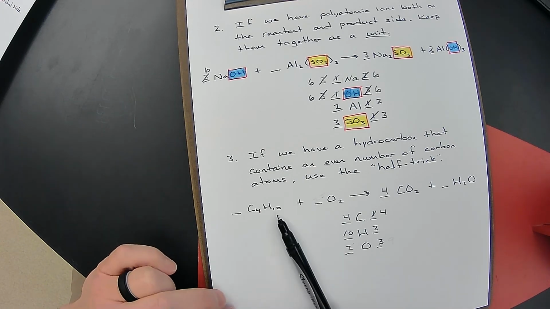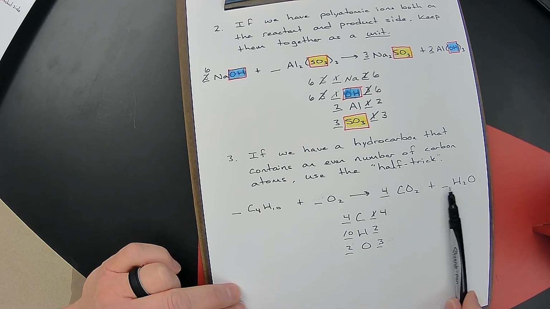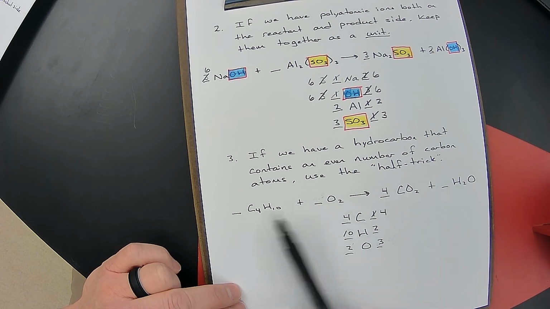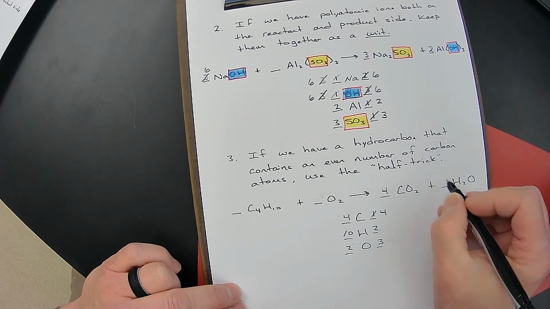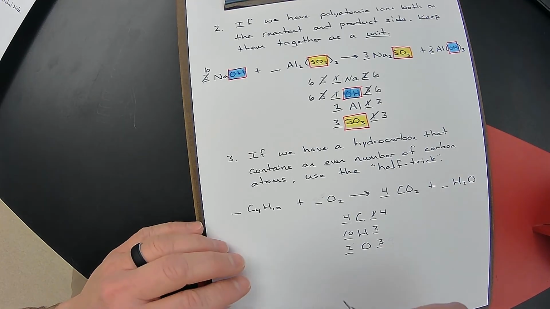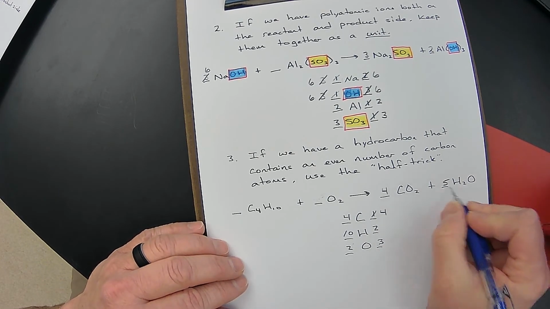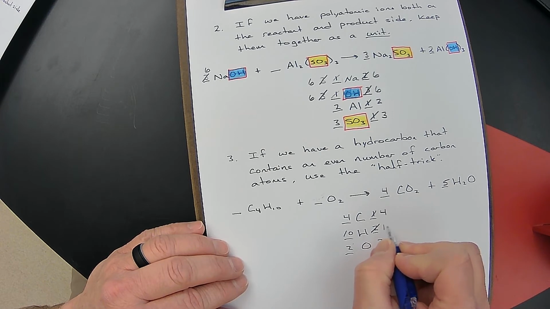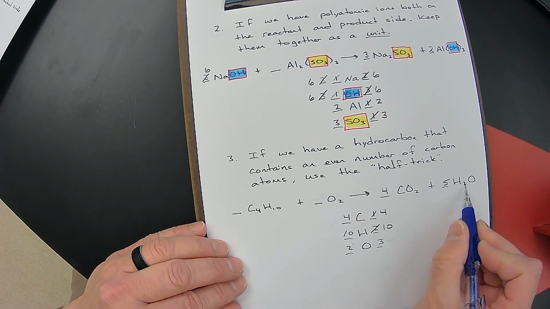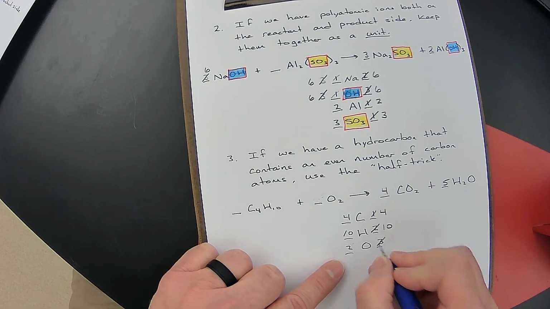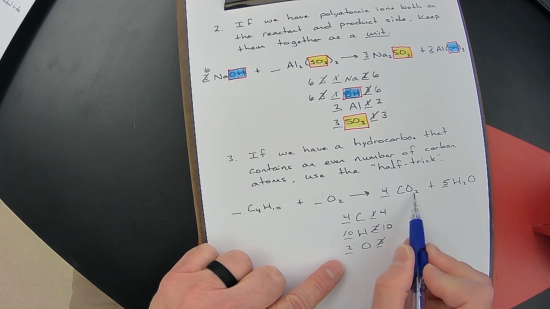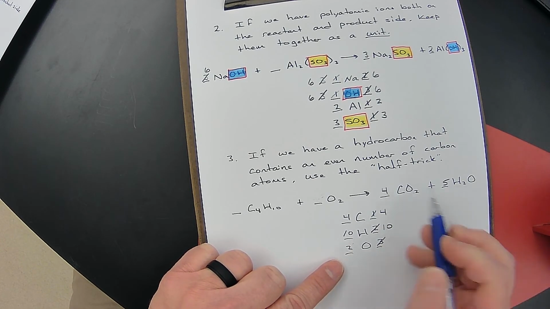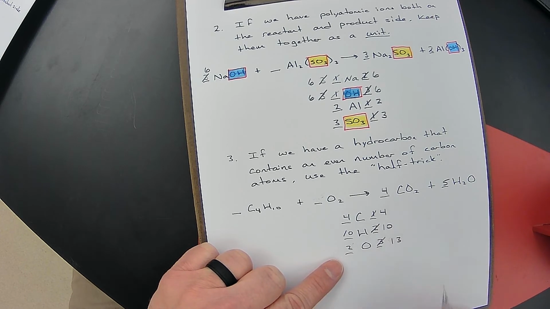And the reason I want to fix the hydrogens is that's an easy fix. Some number times 2 gives me 10. I want to cross this out and put a 10. So I put a 5 right here. And when I put a 5 right here, that gives me 10. And now the hydrogens are balanced. And now I recount the oxygens. 8 oxygens plus 5 more give me 13.